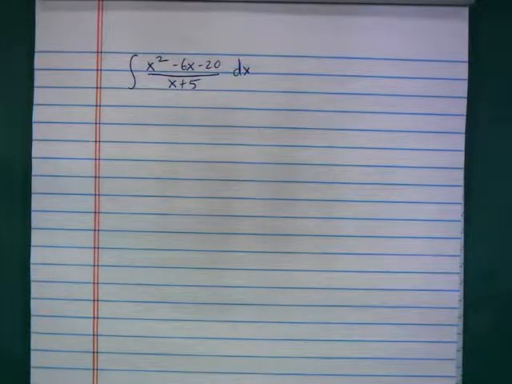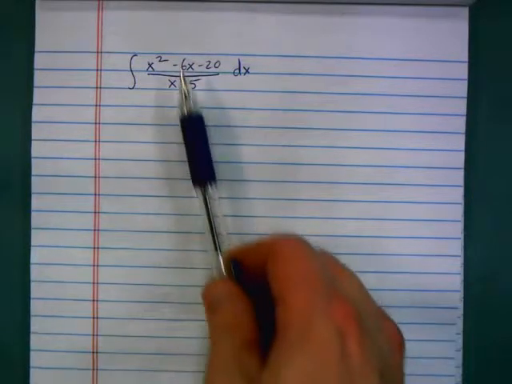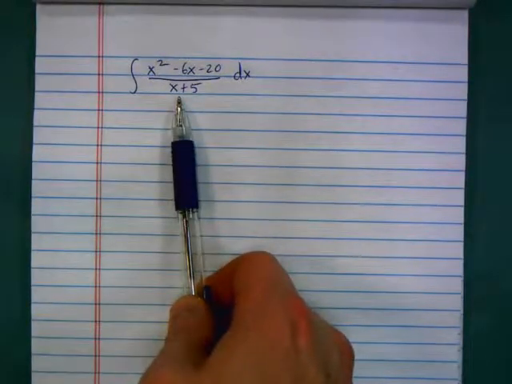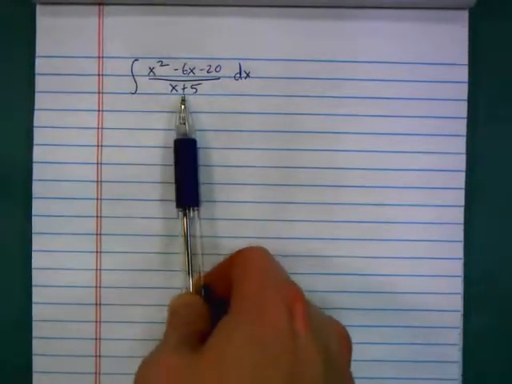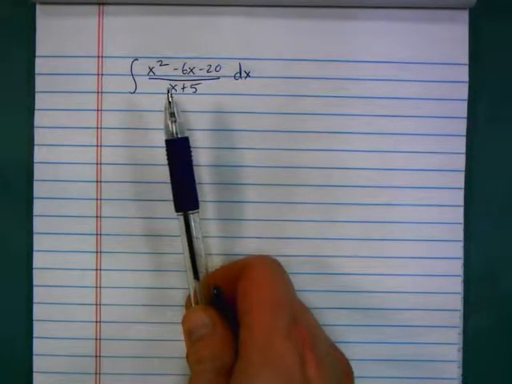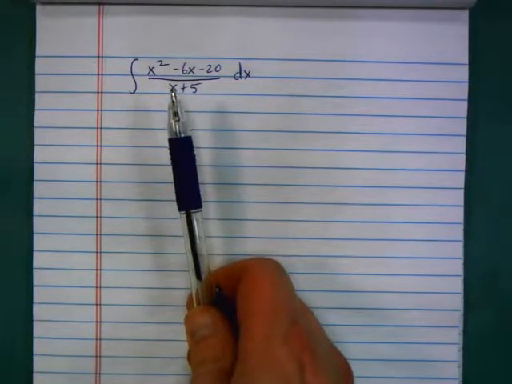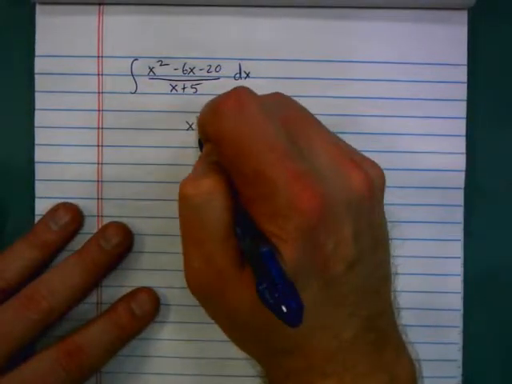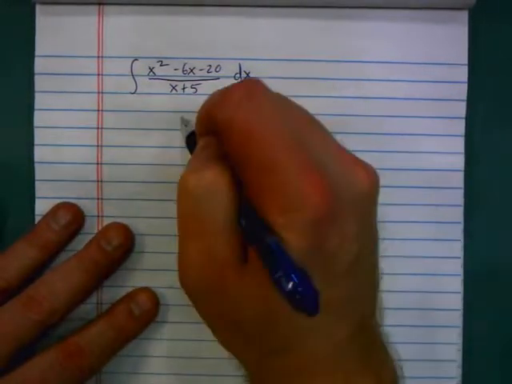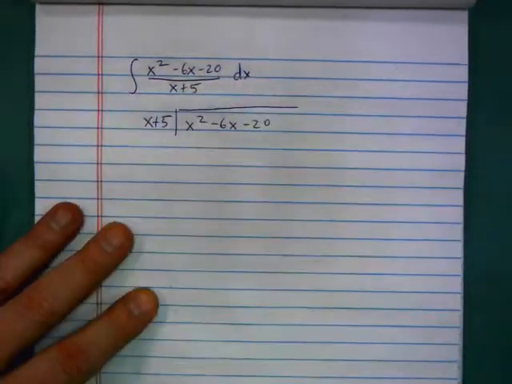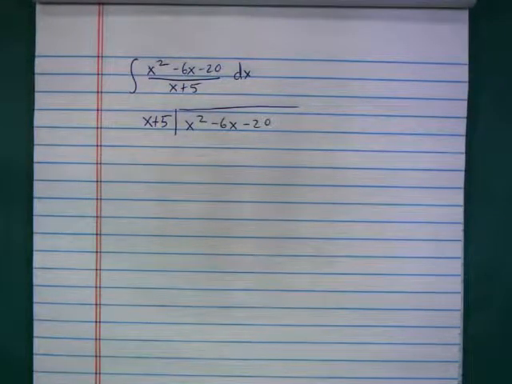What the book tells you to do: anytime you have a fraction and your power on top is bigger than your power on bottom, or if your power on top is equal to your power on bottom, take the polynomials and divide them. Does anybody remember how to do polynomial division? You probably saw it in pre-calc somewhere. So we take x squared minus 6x minus 20, and we divide by x plus 5. You do long division, just like you did long division with numbers back in 3rd or 4th grade.